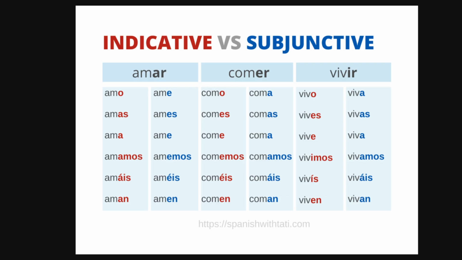The same is true for verbs that end with ER. Comer being the example here. O becomes A, ES becomes AS, E and él como becomes A and él coma, and so on. Vivir, again, it's the same vowel swap. We swap the O in yo vivo to an A. The E's become A's, and even the I becomes an A as well. So the exception doesn't carry over. It's just a full-fledged vowel swap to the A's. And that's basically it, right?